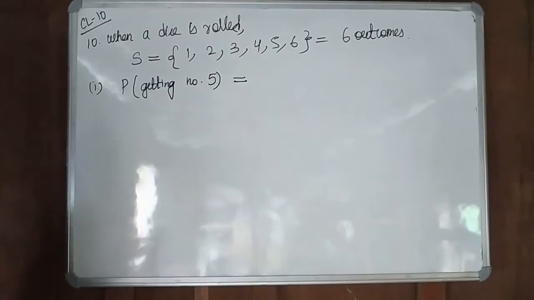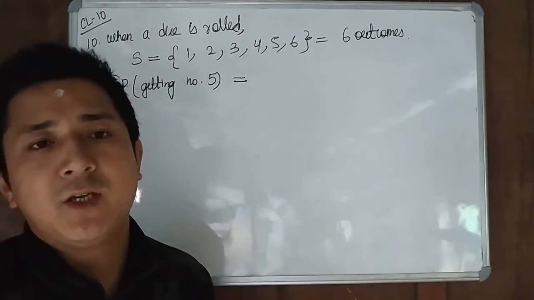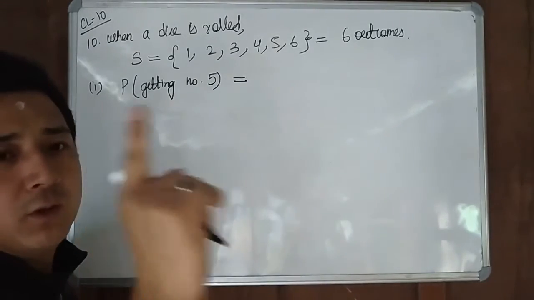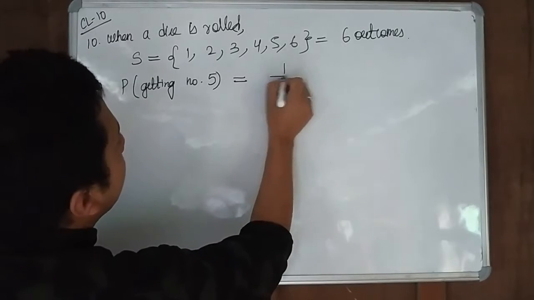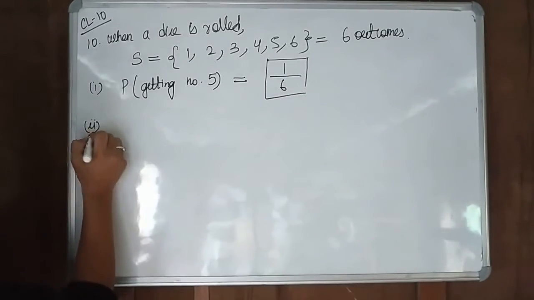We know the formula is number of favorable chances divided by total number of chances, right? So number of favorable chances. How many times 5 can come? Only once. Okay. So therefore 1 by 6. This is our answer.